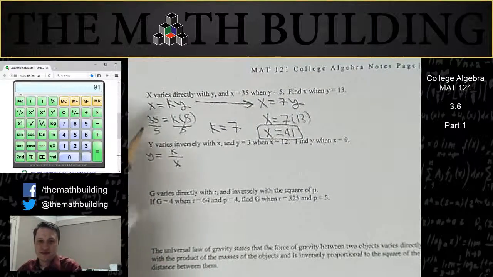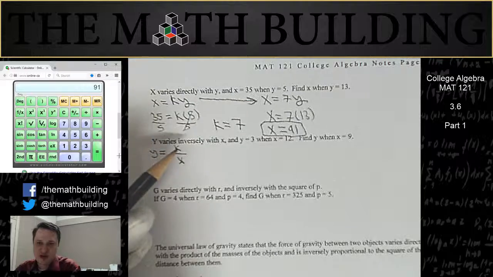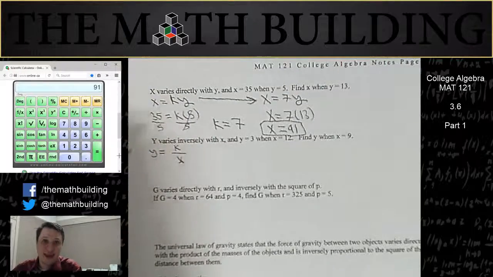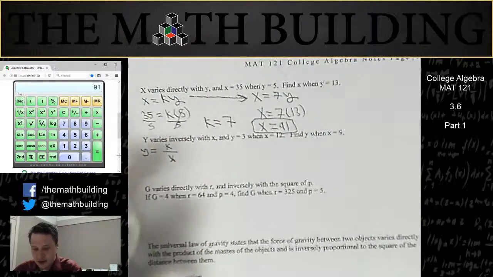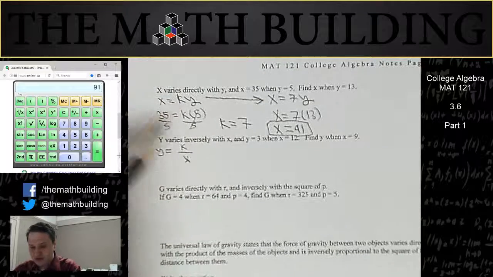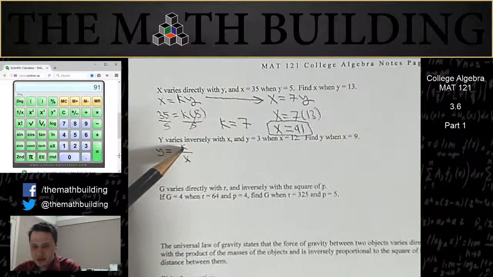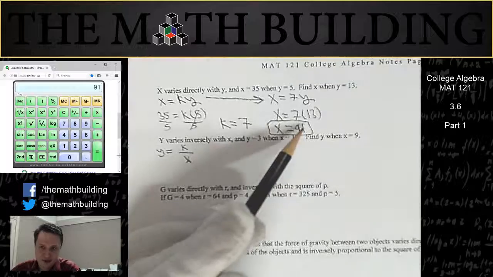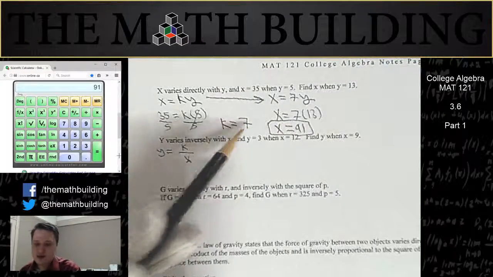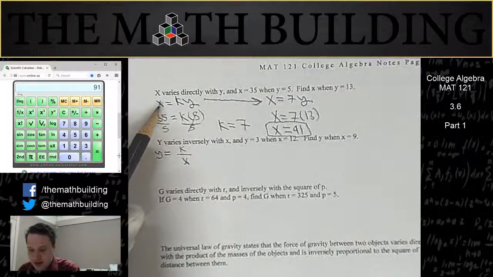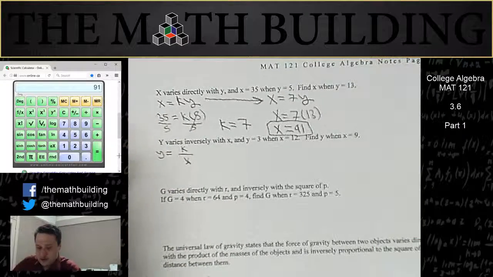Notice that k is always on top. And you do need a k, so make sure you keep that k in there. Don't miss that on a test or something. So k is always on top, and that way your numbers will work out when you're finding and solving for k.